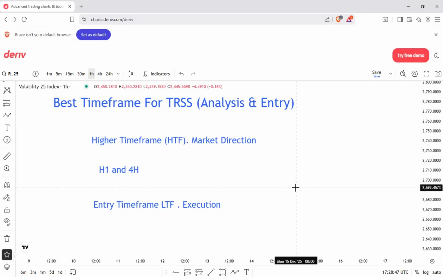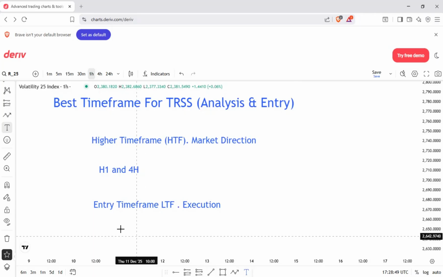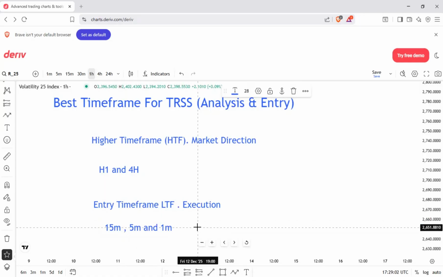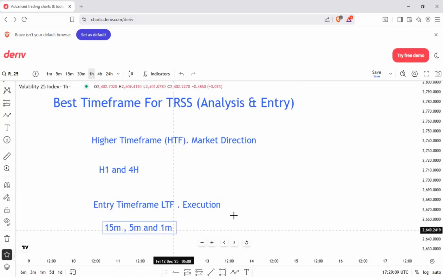And the recommended time frames you can use for entries are what? We have the 15 minute time frame, the 5 minute time frame, and the 1 minute time frame. Your 1 minute time frame is specially meant for experienced traders. If you are not experienced, don't use the 1 minute time frame to trade. Unless you are experienced, that is when I will advise you to use the 1 minute time frame to trade. You can be using 5 minutes and 15 minutes for your entry.